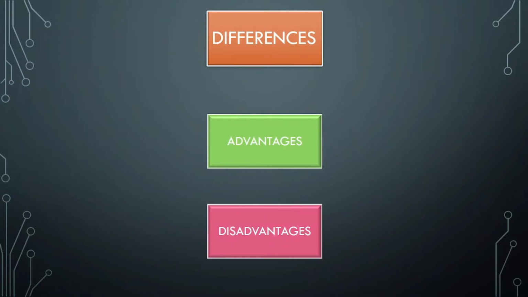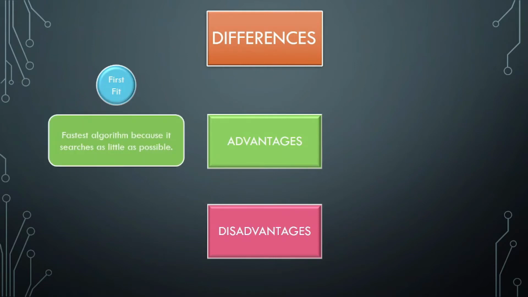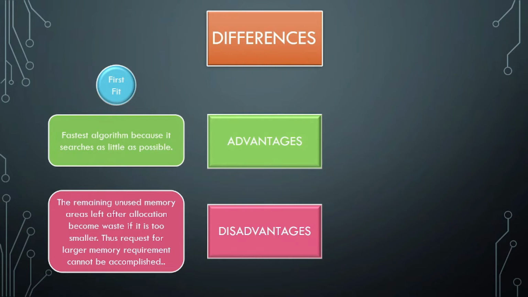Let us look at the differences between the first fit and the best fit. The advantages of the first fit: fastest algorithm because it searches as little as possible. The disadvantages of the first fit: the remaining unused memory areas left after allocation become waste if they are too small. Thus, requests for larger memory requirements cannot be accomplished.